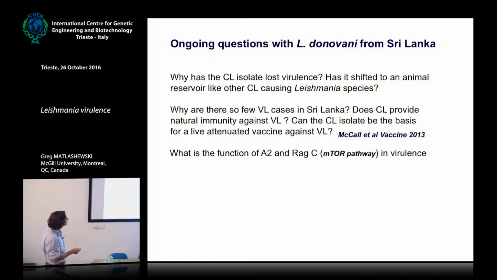And student Laura in my lab actually looked at this, and she immunized mice with the cutaneous parasite and then challenged with the visceral and found that she could see protection there. So there may be a natural form of immunization going on there. And this is one of the things we're following up on, because this may help us to understand how to make a vaccine. And then we're continuing to study the function of A2 and RAG-C. So that's where we are now.